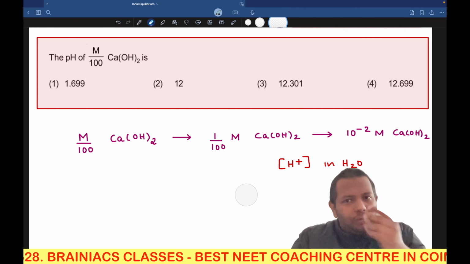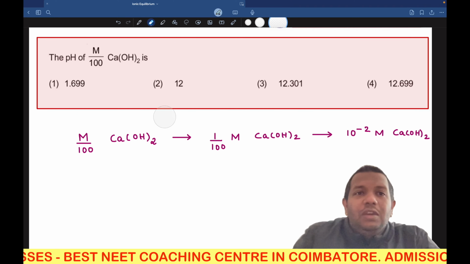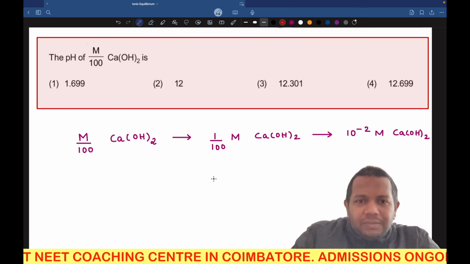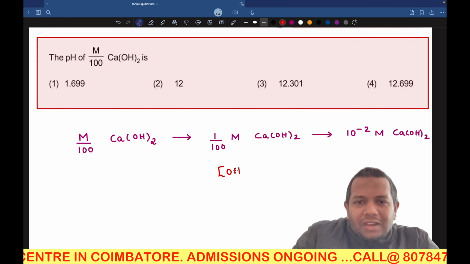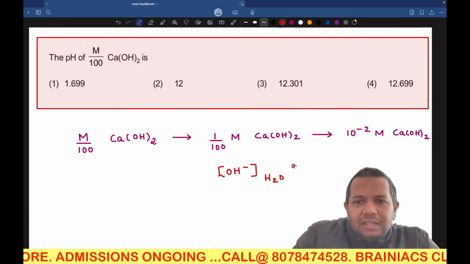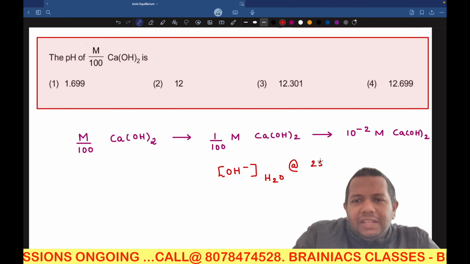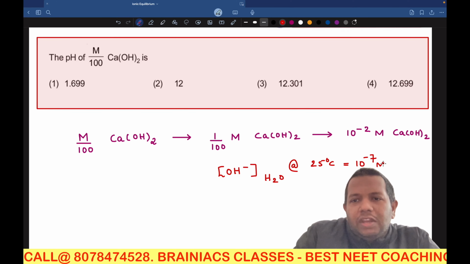And please remember, I have told you, forgot to tell one point. Here while calculating water, we need to consider only OH minus ion. Correct? I should not say H plus because OH we are calculating. So OH minus ion in water at 25 degrees Celsius is 10 power minus 7 molar. This we don't need to consider.